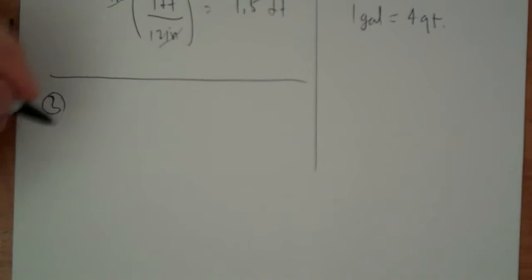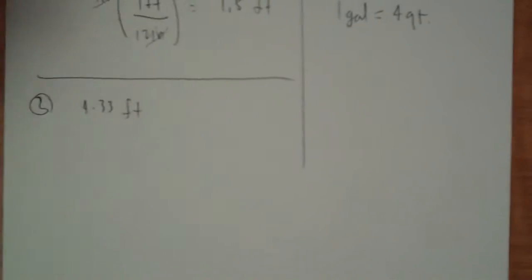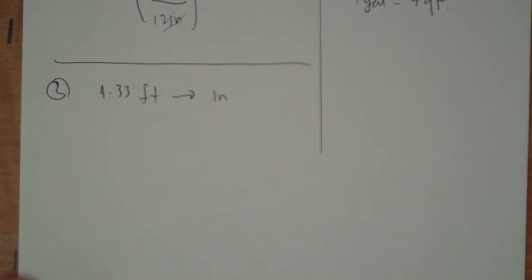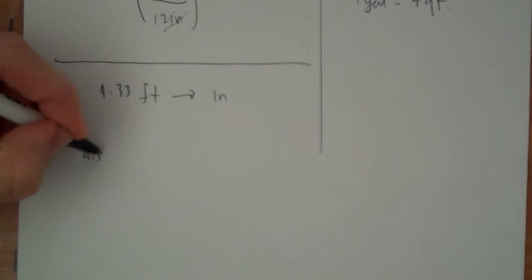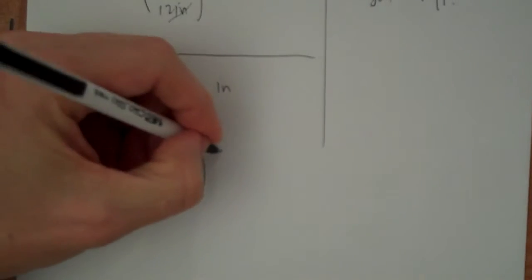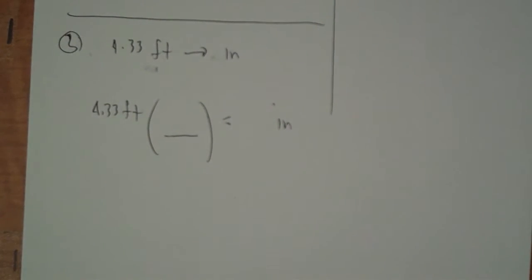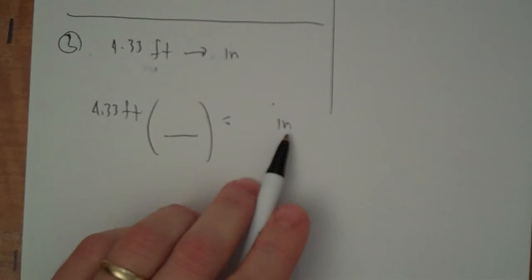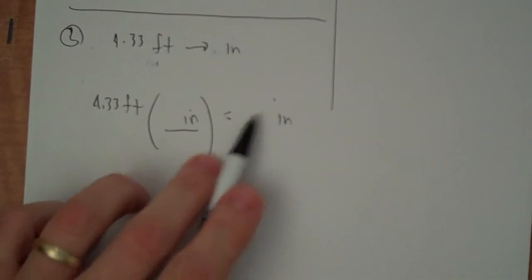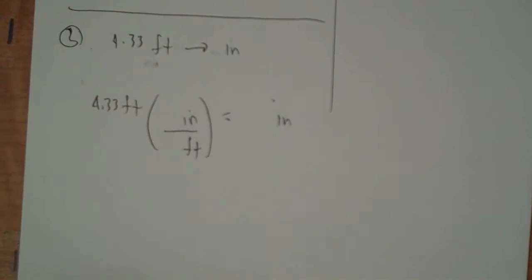Let's say that you're going to do 4.33 feet. You're required to turn that into inches. Well, we're going to do the same thing. We're going to say 4.33 feet multiplied by some conversion factor is going to give me inches. If that's true, then I'm going to have inches in the numerator here, and there's no feet in the answer. It's just inches, right? So I'm going to have to cancel the feet out.